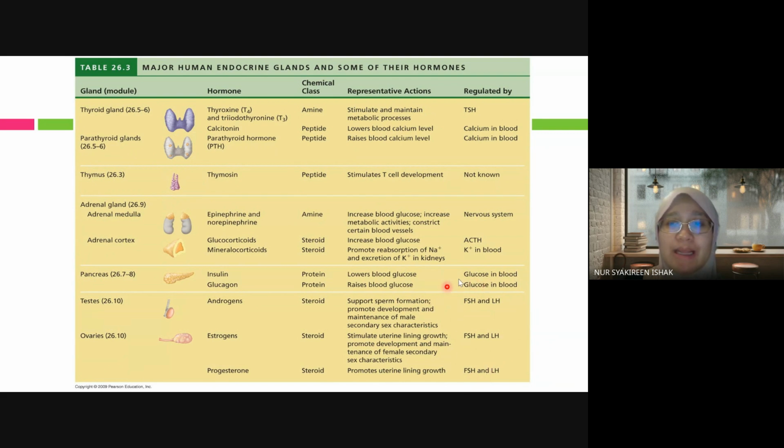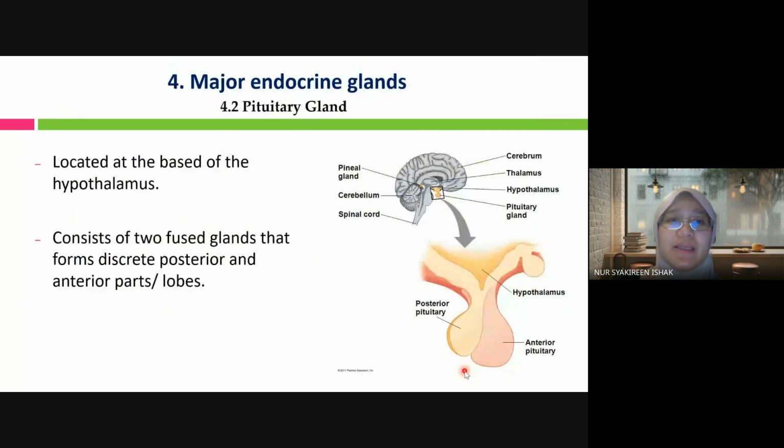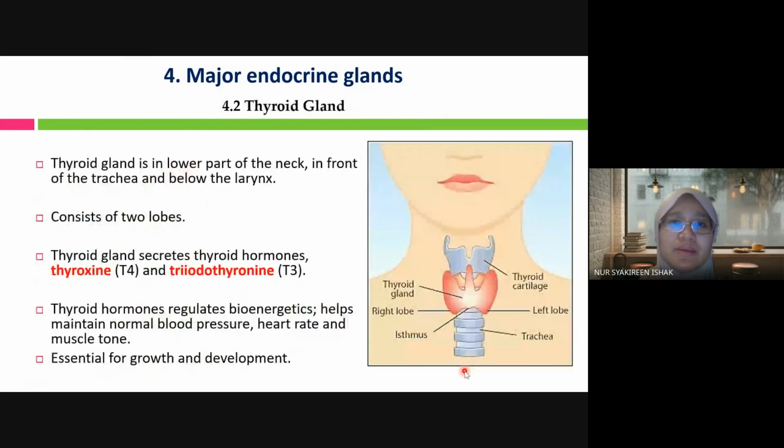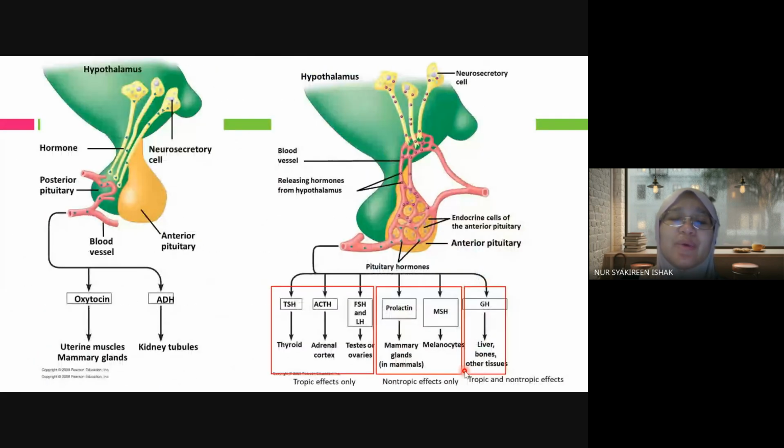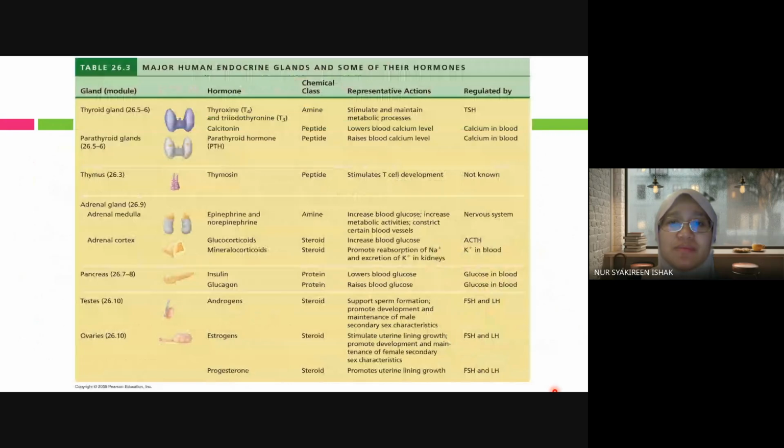So FSH, LH are considered as what? What was the term just now? What term did I use? Tropic hormones. Okay, tropic hormones. Yeah, tropic hormones, right? TSH, tropic hormones. FSH, LH, they are tropic hormones.